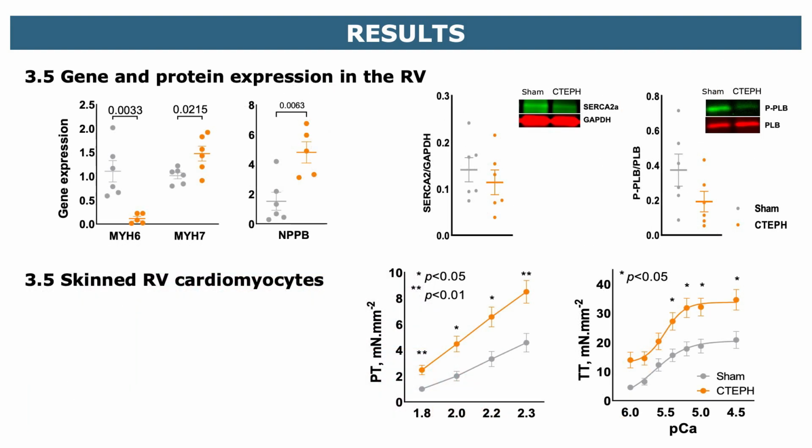Also, we performed gene expression analysis, and it revealed an increase in the myosin 7 to 6 ratio and an upregulation of the hypertrophy marker gene natriuretic peptide B. Isolated skinned RV cardiomyocytes indicated a significant increase in passive tension development from the RV of the CTEPH animals, and also a normal active tension progress, which increased with an increase in calcium concentrations.